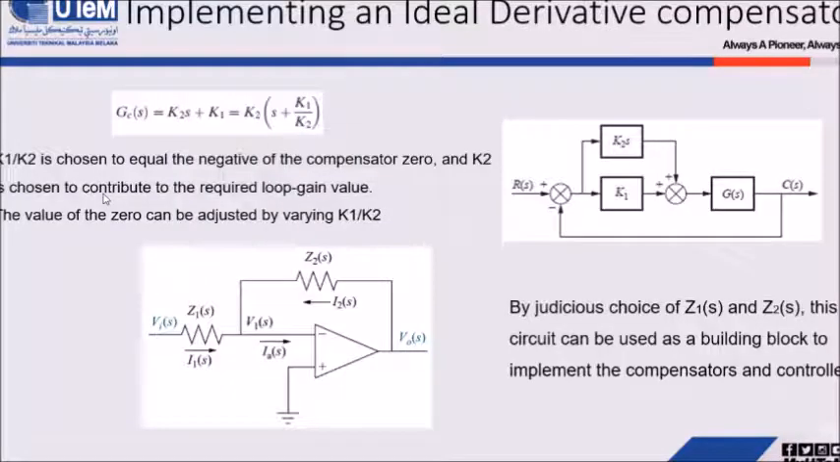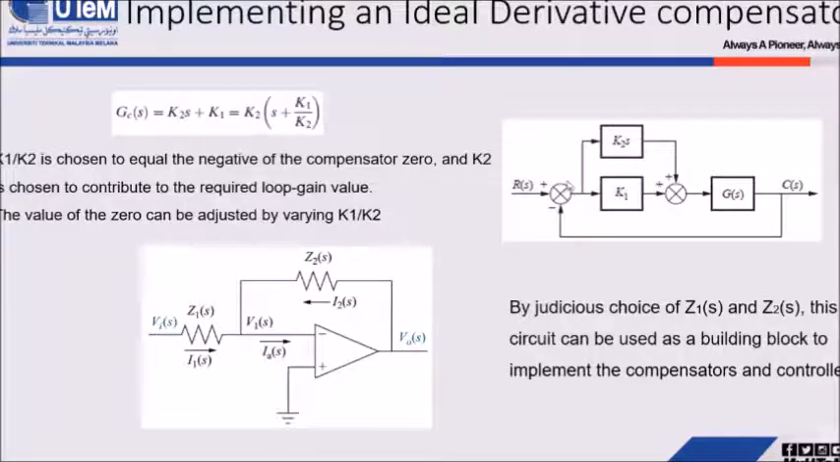Now, after we get the value of ZC, we can find again the value for K1 and K2 so that we can complete this block diagram. This is a derivative component and this one is a proportional component where, as I mentioned in the early discussion, the PD controller is equal to the P component plus the derivative component.